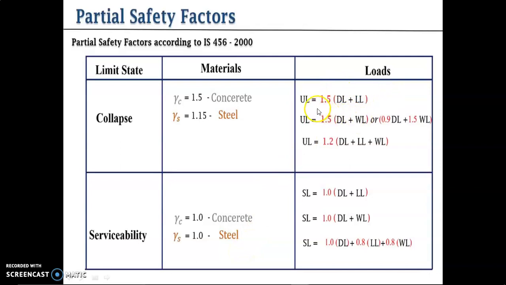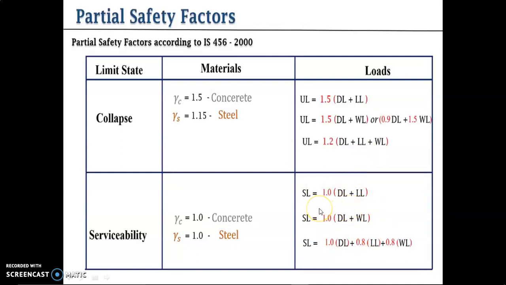For that we use load combinations. In limit state of collapse, the first load combination is 1.5 times, the partial factor of safety, multiplied with dead load plus live load. The second combination is 1.5 dead load plus wind load, or 0.9 dead load plus 1.5 wind load. We take one from these two equations. The third one is 1.2 multiplied with dead load plus live load plus wind load.